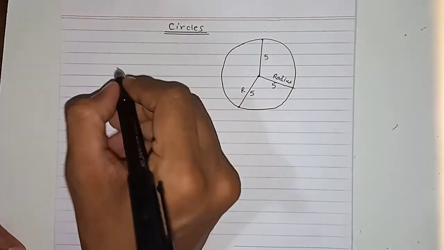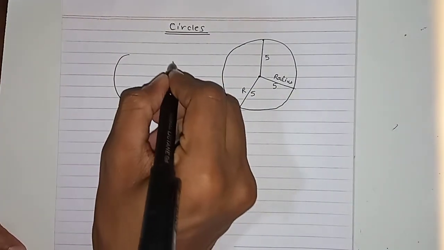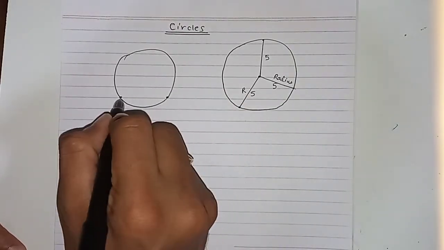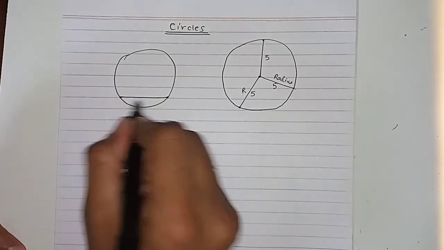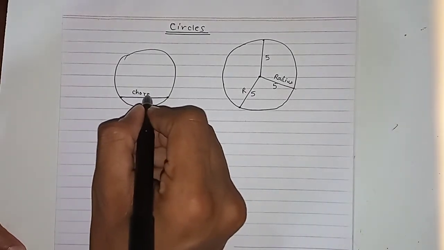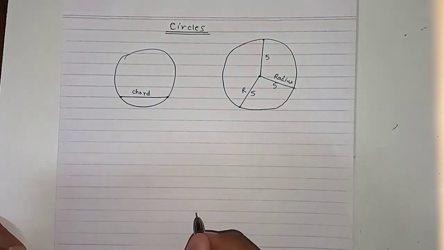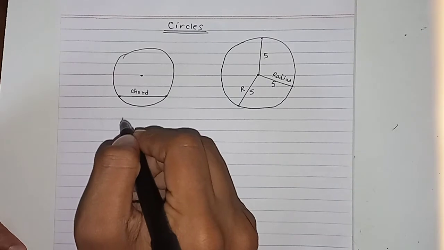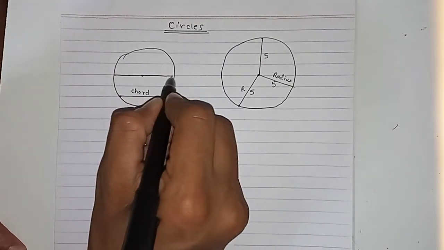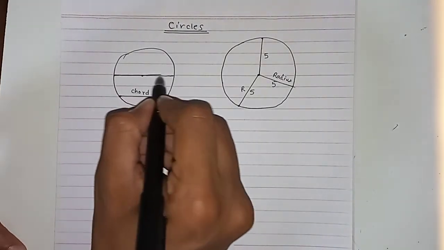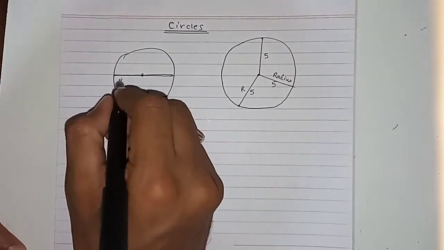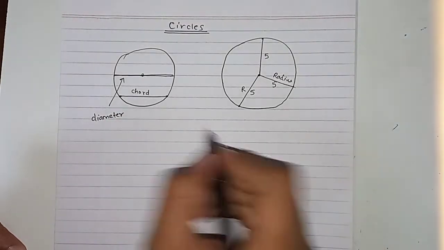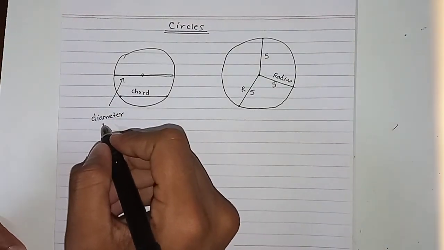Okay, then 2 points on the circumference. When I join 2 points on the circumference, then this line is called the chord. This line is called the chord. From the center, if I pass a straight line through the center, this line is called the diameter. This line is called the diameter.